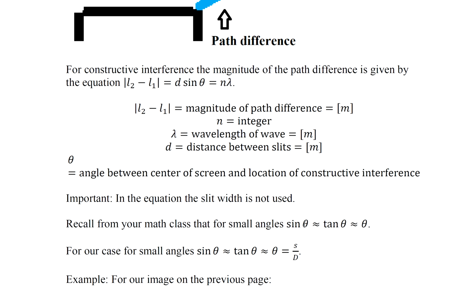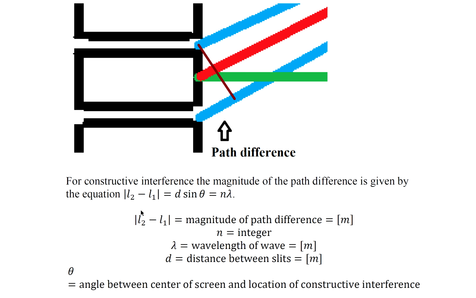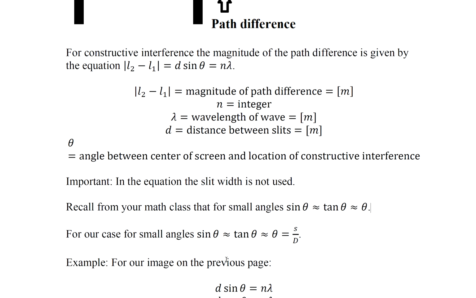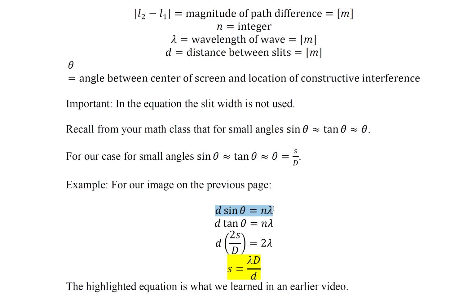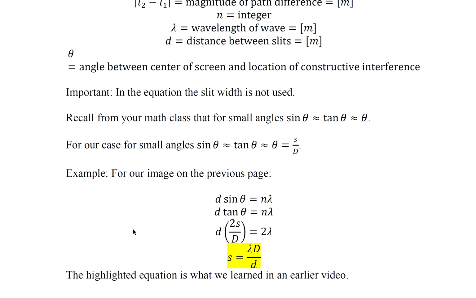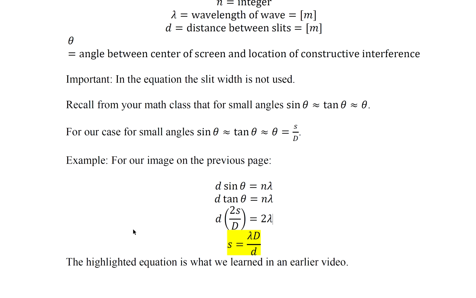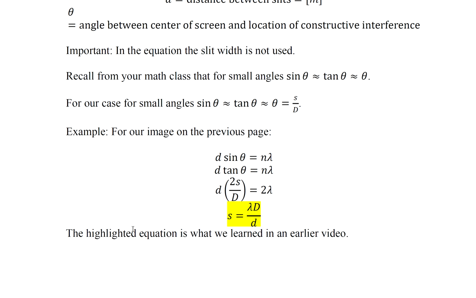So remember, for math class, sine of theta is about tangent of theta is about theta. And theta here is S over big D. And remember, for constructive interference, d sine theta is equal to n lambda. So for small theta, sine of theta is about tangent of theta. And tangent of theta here is about S over big D. So this highlighted equation is what we learned in an earlier video about double slit constructive interference.